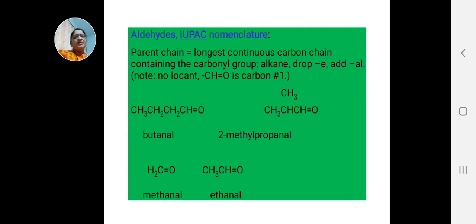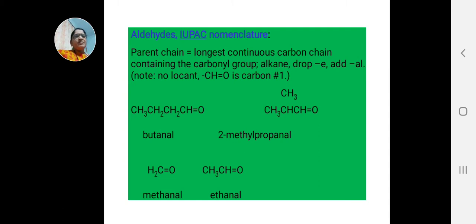In this compound, in the straight chain there are 4 carbon atoms. That means it is a derivative of butane. Then by replacing the e of the corresponding butane with al, the name of this compound becomes butanal.